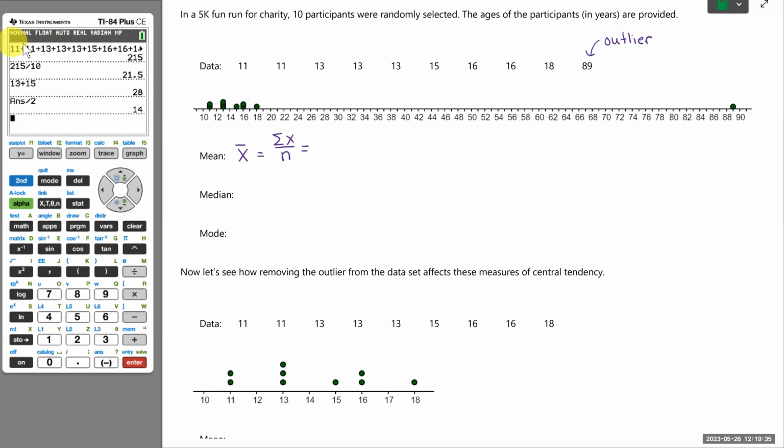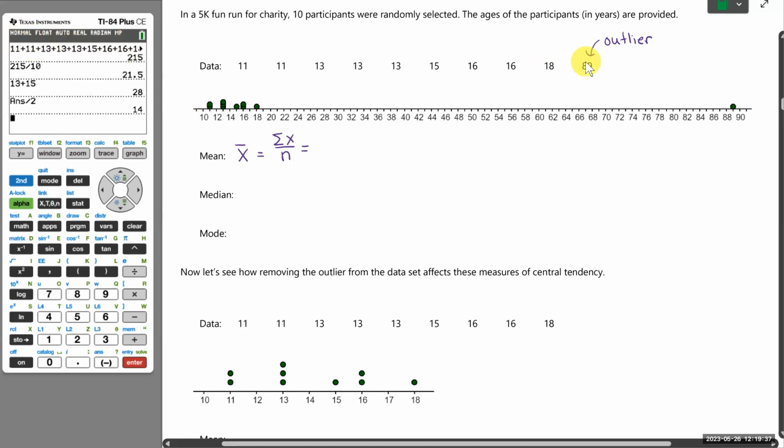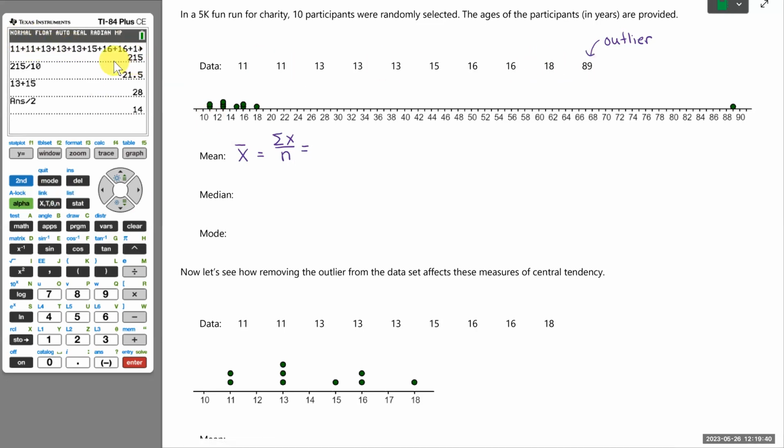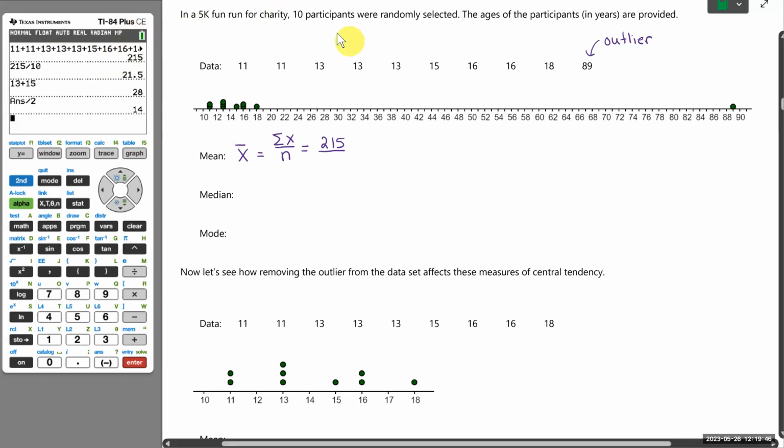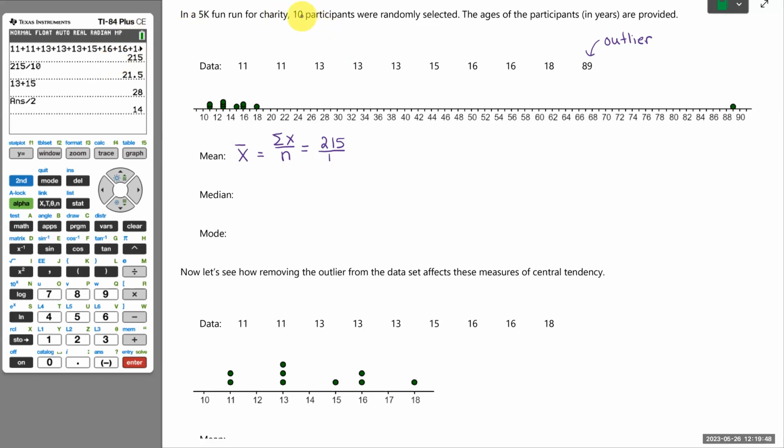On my calculator, I've already added up all the data values, and that will be 215. And then I'm going to divide that by the sample size. We had 10 data values, 10 participants, and that's going to come out to be 21.5. So I can say the mean, or we often say the average, age of participants sampled is 21.5 years old.